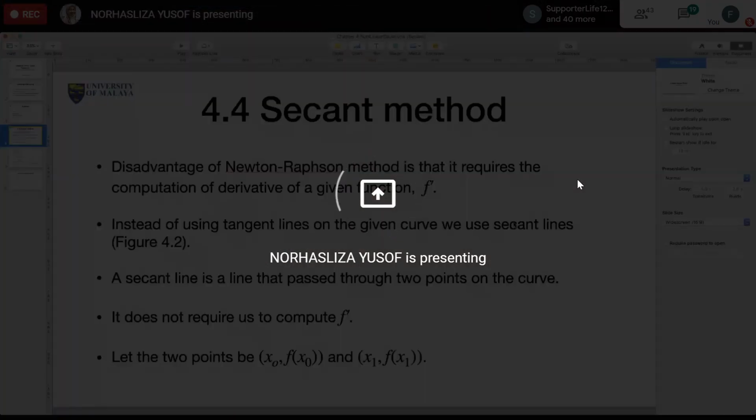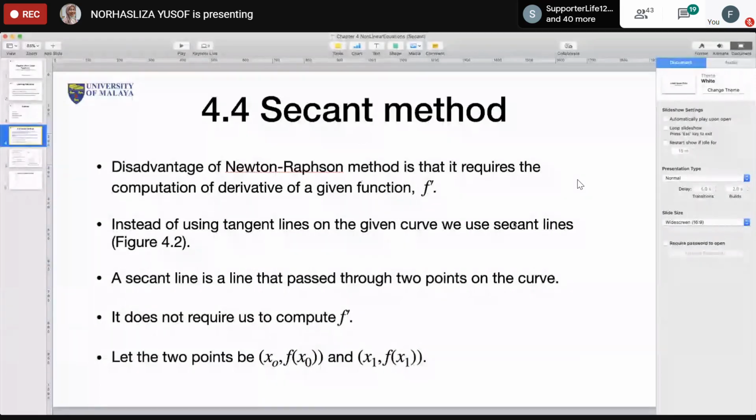Okay, the second method. The second method is an alternative to the Newton-Raphson method. For the bisection method, you don't have to put in an initial guess. For the Newton-Raphson method, you have to put in one initial guess. For the secant method, you have to put in two initial guesses.